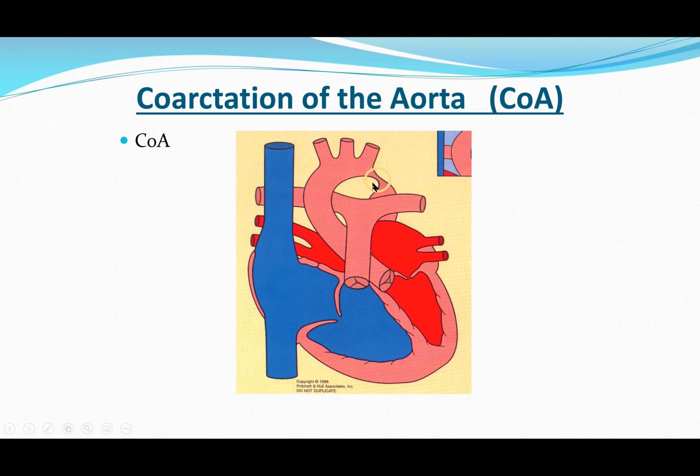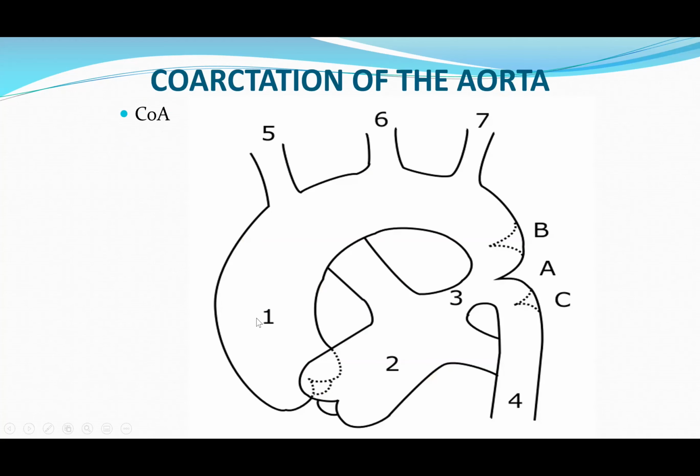And then we have here another classification, pre-ductal. That is if the coarctation is before the ductus. Post-ductal is after the ductus arteriosus. So coarctation is here. So this is the ABC. The B is a pre-ductal coarctation. So it's here. And then this is the most common type. And then this is a post-ductal.